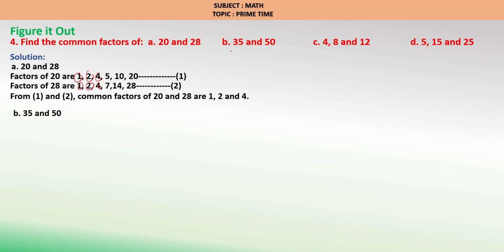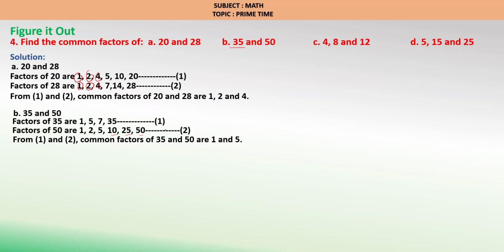Let us see subsection B, 35 and 50. Factors of 35 are 1, 5, 7 and 35. Similarly, factors of 50 are 1, 2, 5, 10, 25, 50. Comparing them, the common factors of 35 and 50 are 1 and 5.